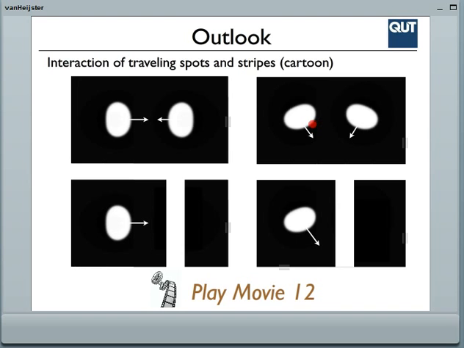Also interesting, right? We have this traveling spot, but we also have this stripe solution, which is not known. Now what happens if we shoot it to the stripe? How do they interact?